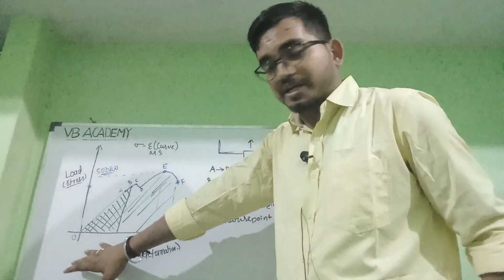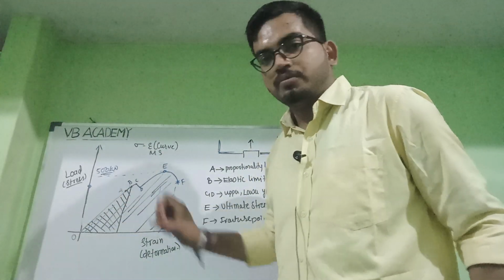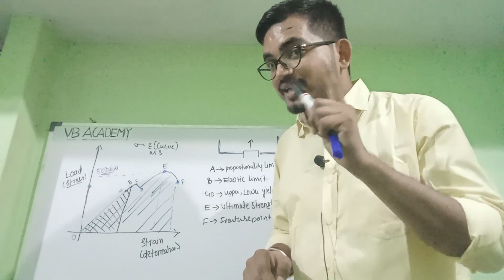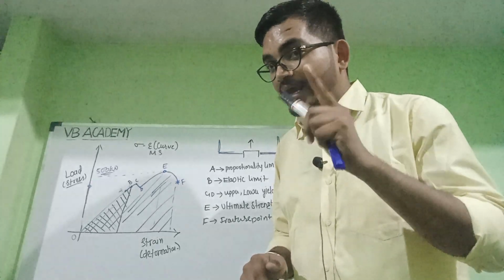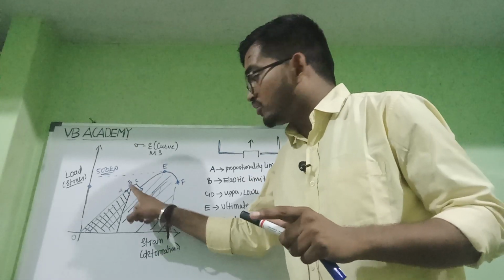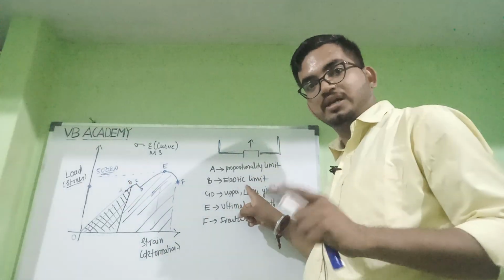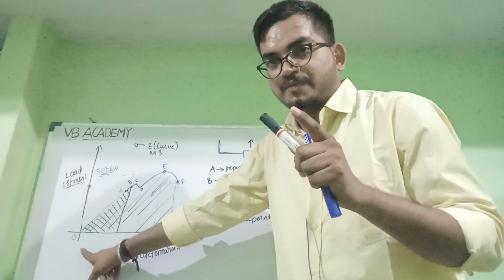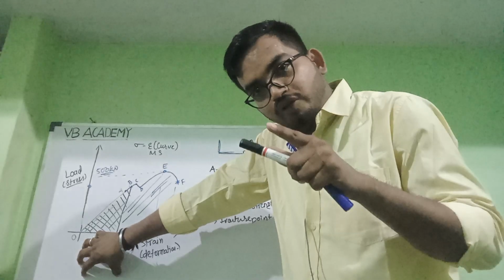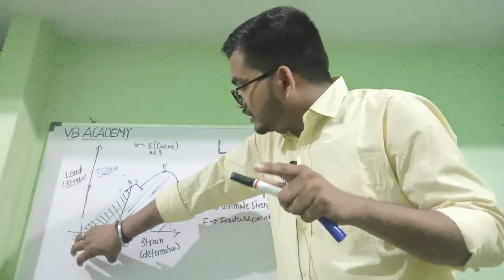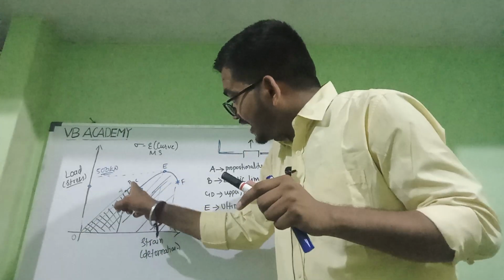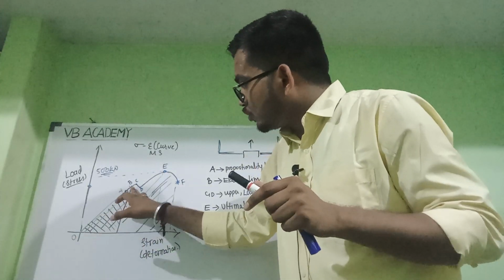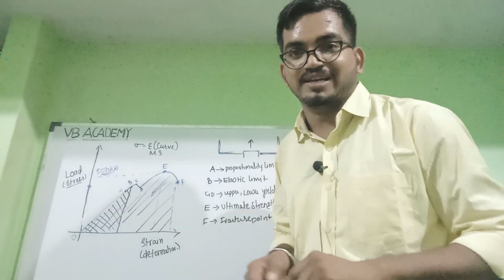So you can check here, O to B is the energy stored, the energy absorbed by the body by applying load within this elastic limit. What is B here? Elastic limit. Clear? Whenever the load is applied on the body, it will absorb energy. So the energy absorbed within the elastic limit, from O to B, is the resilience.